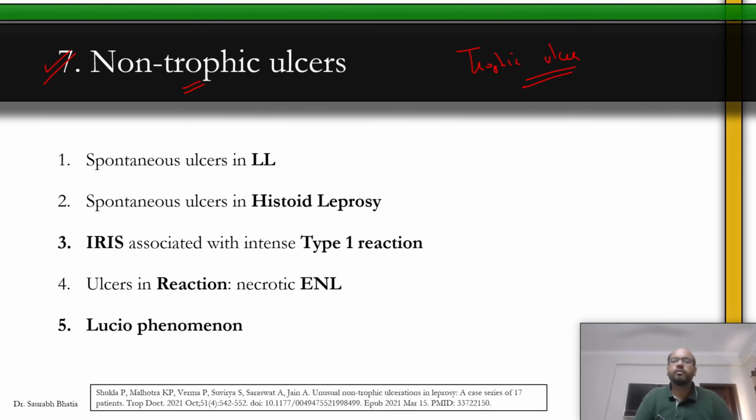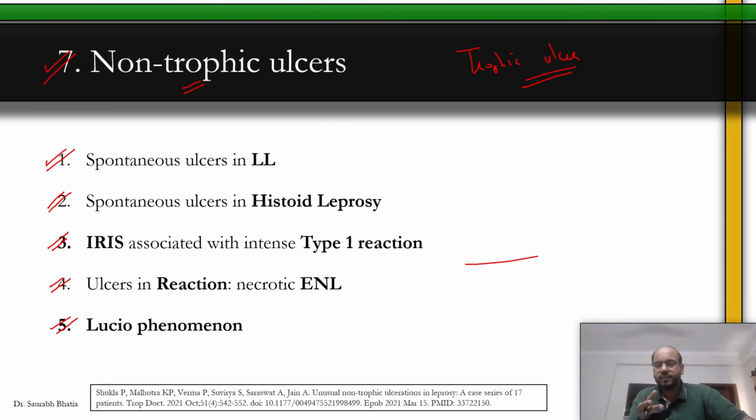So these are the non-trophic ulcers that you can see in leprosy, and very rarely a patient with leprosy can present with just the non-trophic ulcers. Examples of how ulcerations can happen in leprosy: spontaneous ulcers that we see in lepromatous leprosy. Spontaneous ulceration in nodules of histoid leprosy have been described. IRIS-associated intense type 1 reaction in HIV patients. Ulcers in reaction, for example, necrotic ENL or simple ENL can ulcerate. And Lucio phenomena because of vascular infarction. So these are the reasons.